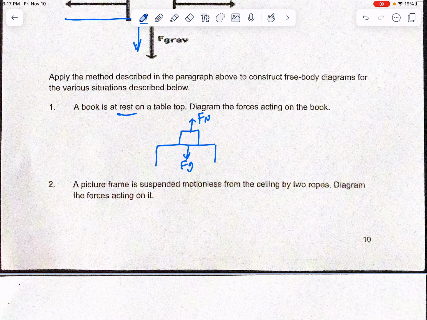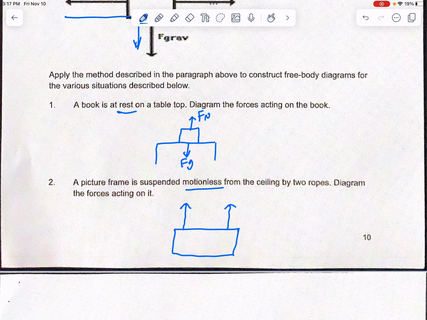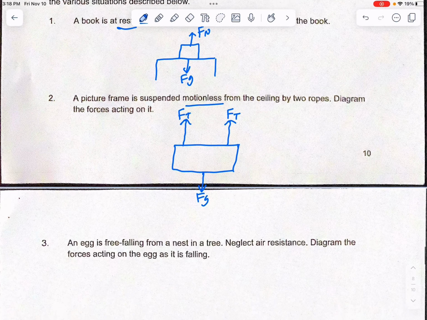Number 2, a picture frame is suspended motionless, so it means it's not moving, from a ceiling by 2 ropes. So I'm going to draw a nice little picture frame right here. It's being suspended by 2 ropes, so we'll say those are our 2 ropes. Remember we talked about when you have an object like a string, a rope, a chain, or cable, you're going to have tension force. So both those ropes are going to have tension force acting on them, and they're holding that picture frame up. Now, what's pulling that picture frame down? That is your force of gravity. So there is no applied force, no frictional force. It's just 2 ropes that have tension, and then you have your gravitational force.